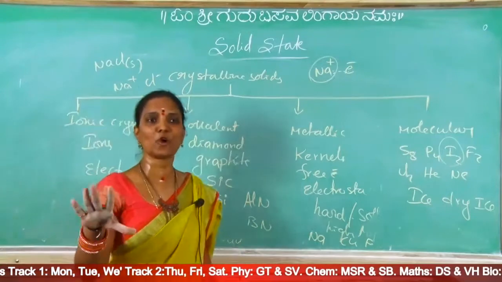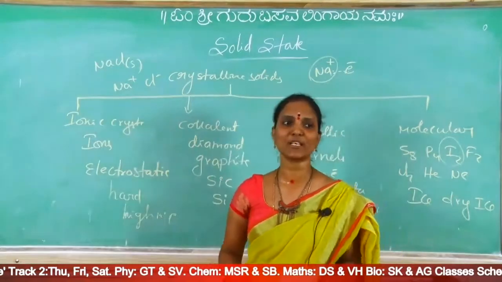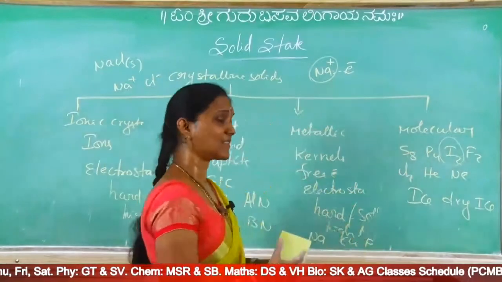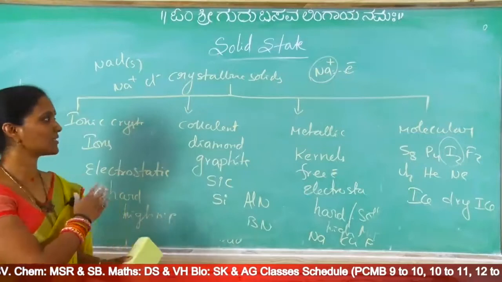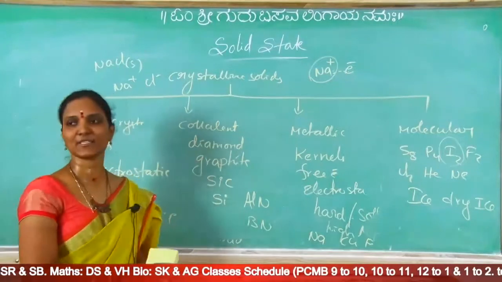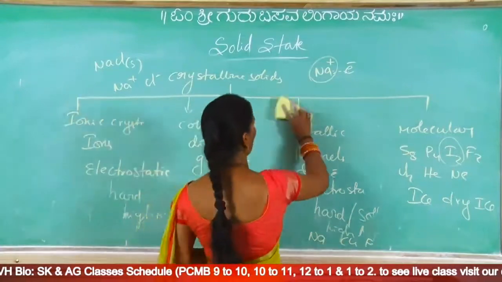Then in these four options we just have to check which is a molecular solid. Which is a molecular solid? Ice, dry ice. That is the molecular solid, and that is the answer. So these are characteristics of different types of crystalline solids. I hope it is clear. Okay, come to the next topic.